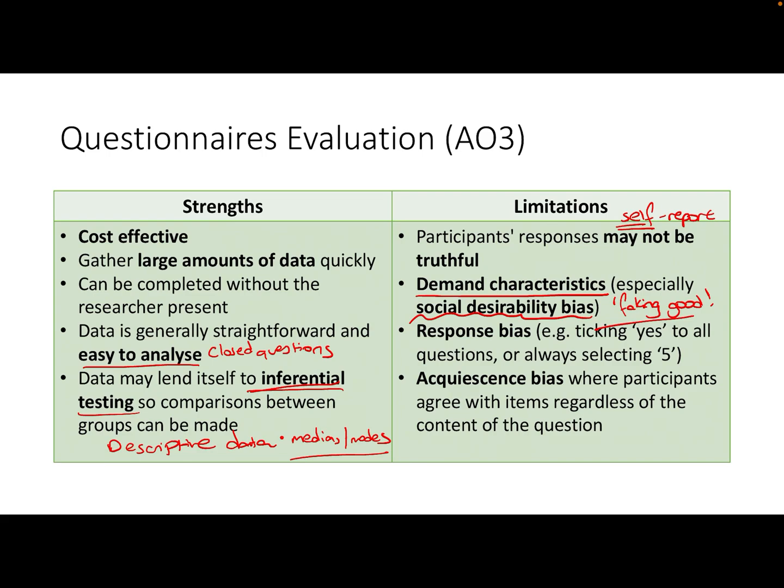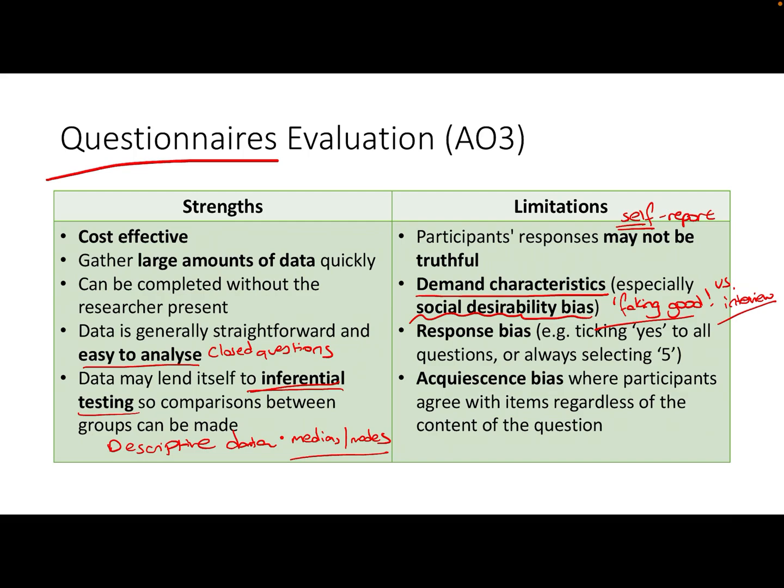Obviously, in a questionnaire, if it's anonymous, which they should be, then perhaps this is less likely to happen than in the case of, for example, an interview, where you're face-to-face with your interviewer, where social desirability bias is even more likely. But it is still present, and particularly when questionnaires are asking about sensitive information, then people may not answer in a truthful way.